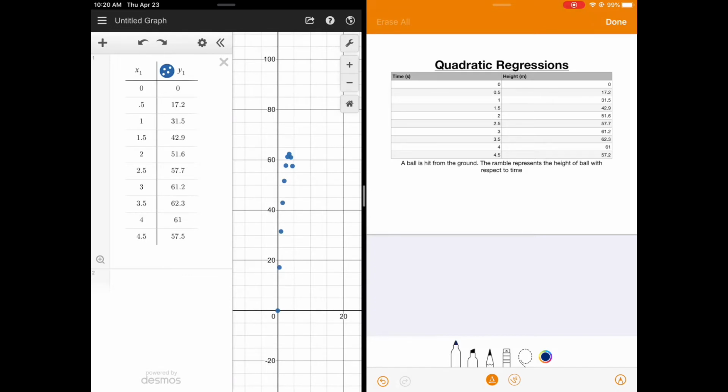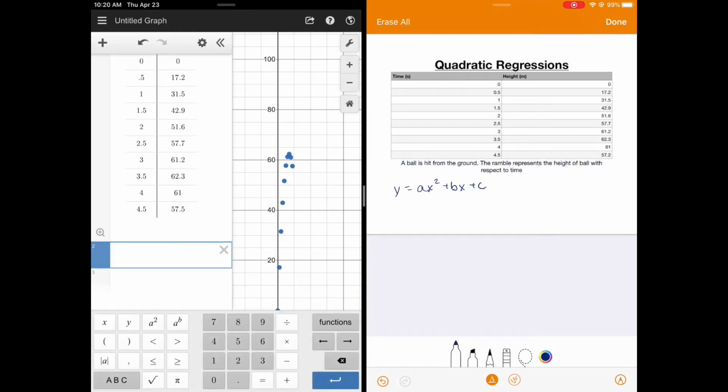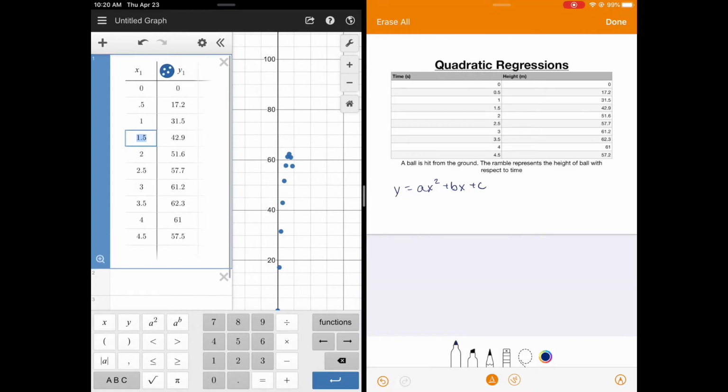So what we're going to do is we're going to think of what the standard form of a quadratic equation is. If you don't remember, the standard form is y equals ax squared plus bx plus c. When we're finding the regression in Desmos, our equation is going to look very similar. The difference is that if you look at the top of our table, our variables are x1 and y1. So when we write it in to our next line, we're going to put a 1 after all of our variables, so it knows that it's going back to that table.